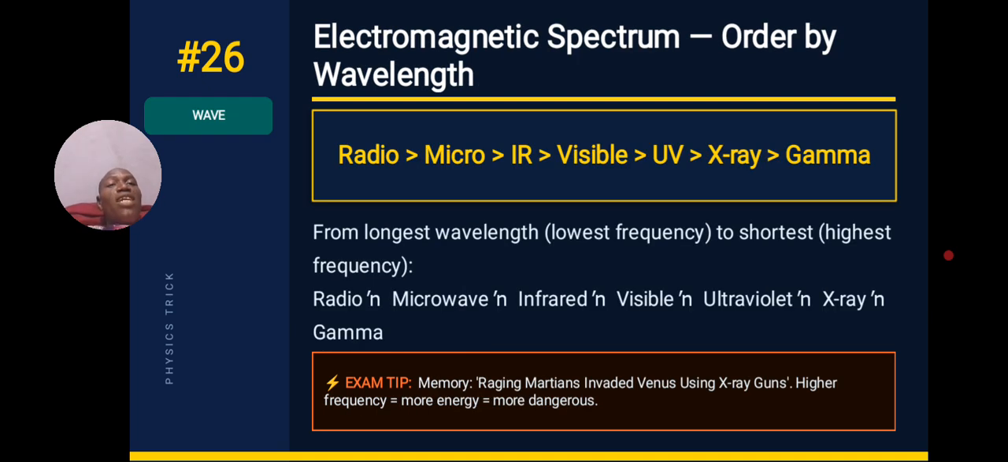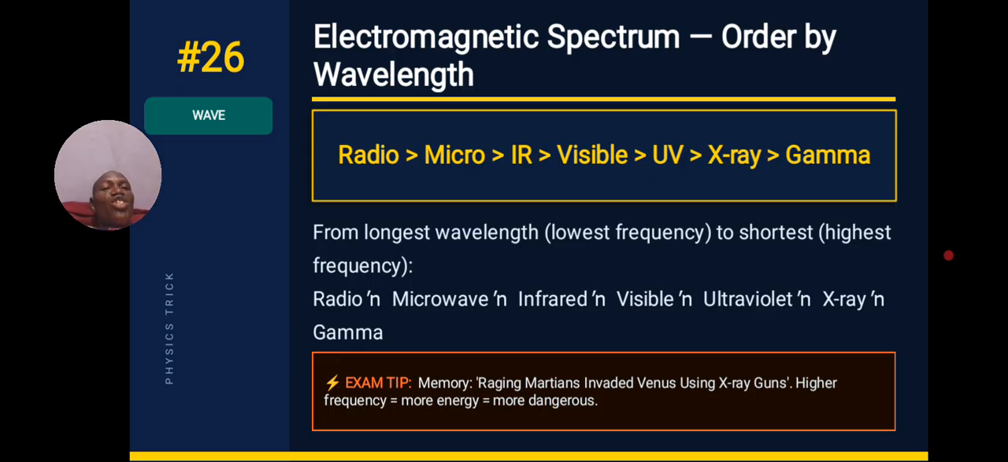Still under waves, on the electromagnetic spectrum, the order of wavelength: radio wave is greater than microwave, is greater than infrared, is greater than visible, is greater than UV, is greater than X-ray, is greater than gamma ray. Why should you know this? I have seen several questions where they will say, arrange the following based on the increase or decrease in their wavelength. So you need to know which one is first.